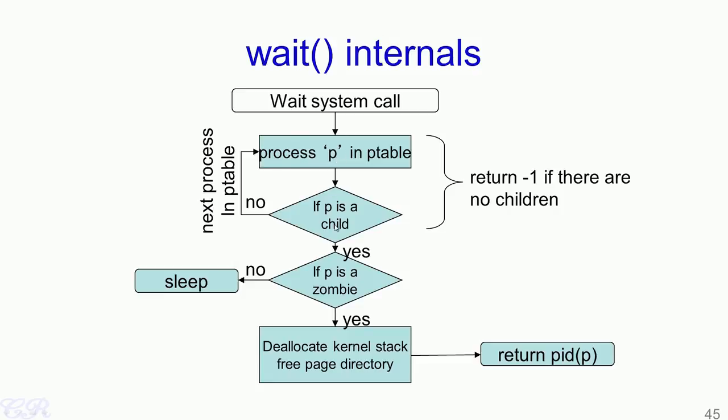However, if it happens to be a child, then we do an additional check to find out if it is a zombie. If the child is not a zombie, then the parent process will sleep. However, if the child is a zombie, then we deallocate the kernel stack and free the page directory, and the wait system call will return the PID of p.